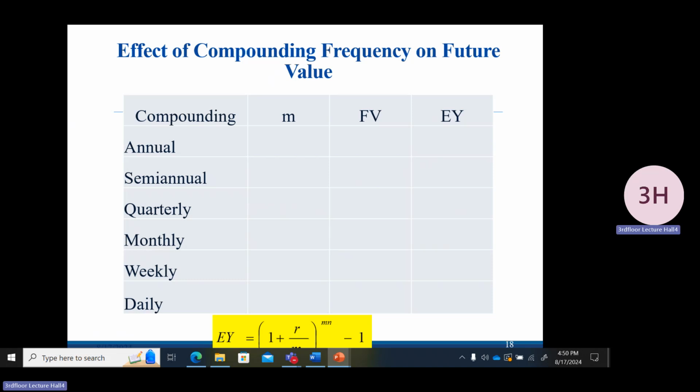Right? Finish. Every compounding frequency has a certain effect.